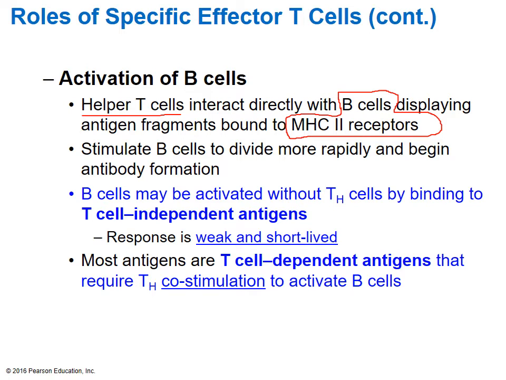Now, is it possible to activate your B cells without your helper T cell? Yes, and that can be done through binding of the T cell independent antigen, but it turns out that if you remove the helper T cell from the B cell activation path, the response will be very weak and it will be relatively short-lived. So the majority of the time you will have co-stimulation, meaning that there will be an interaction between the helper T cell and your B cell to maximize your antibody production.